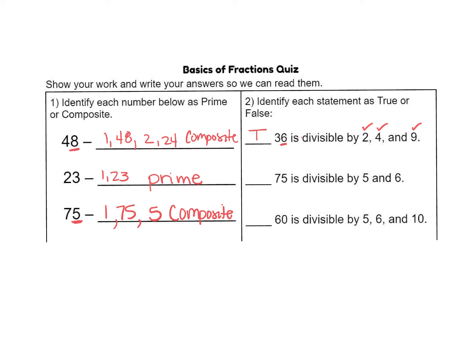This is true. The number 75, is it divisible by 5? If it ends in a 5 or a 0, it is divisible by 5. But is it divisible by 6? Okay, if I add 7 and 5 together, I get 12, but there's not 3 digits, and it says the last 2 digits are divisible by 6. 75 is not divisible by 6. This is an X, so it is false.